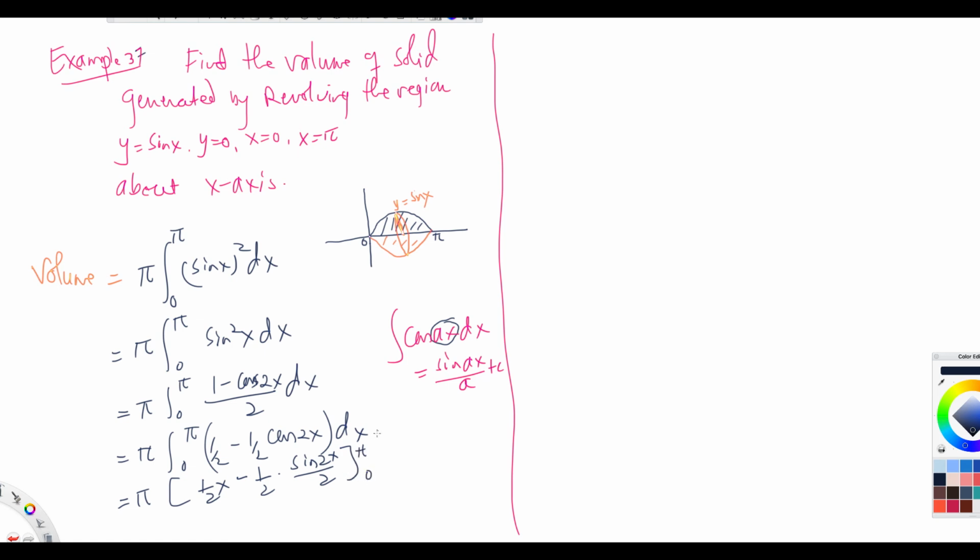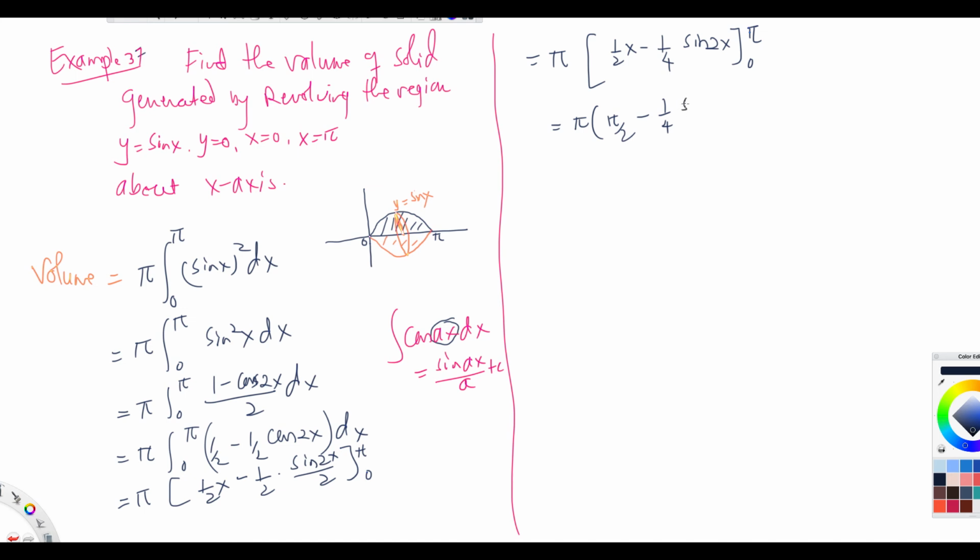0 to pi. So let me write it down here, it is basically pi times 1 over 2 x minus 1 over 4 sine 2x, right? And then the limits are 0 to pi. Let us plug in the limits here. So what do you get? If you plug in pi, you will get pi over 2, because if you plug in x equals pi, minus 1 over 4 sine 2 times pi.